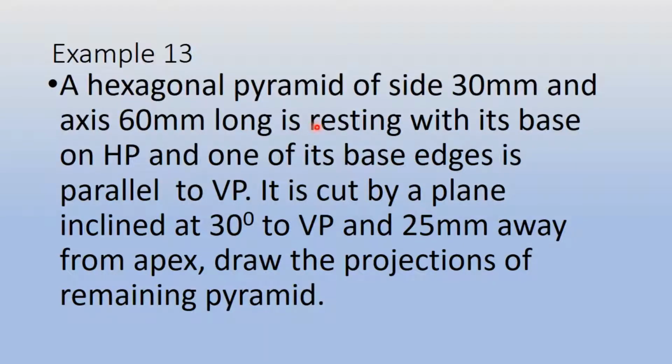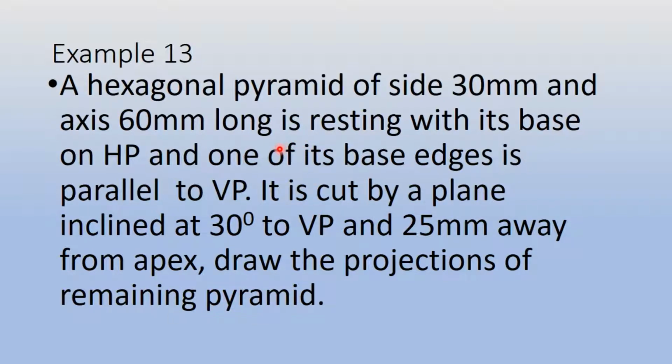Example number 13. A hexagonal pyramid of side 30 mm and axis height 60 mm long is resting with its base on HP, and one of its base edges is parallel to VP. It is cut by a plane inclined at 30 degrees to VP and 25 mm away from the apex. Draw the projections of the remaining pyramid.